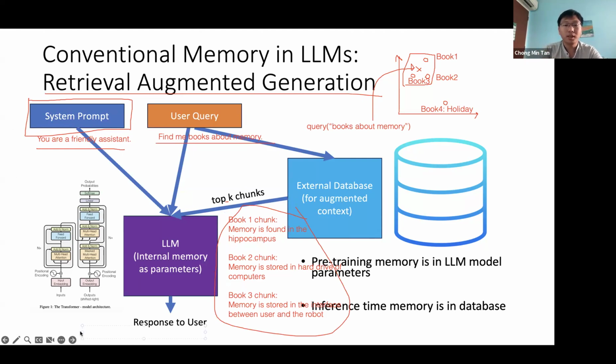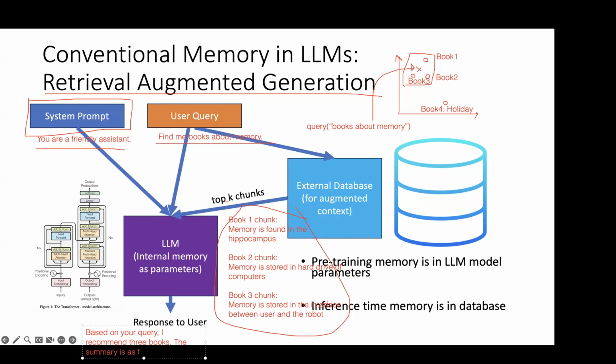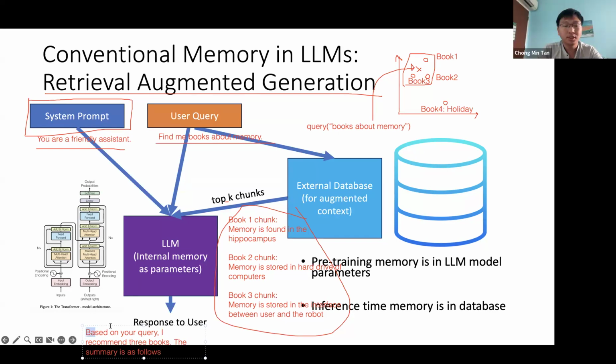So the response to the user might be, like, based on your query, I recommend 3 books. And then the summary is as follows. Something like that. So this is how a typical memory retrieval is done. Without the external database, you may not have the up-to-date context about the books. And without the LLM, you cannot digest it into a nice familiar response to the user based on a system prompt. You can even say, give citations and so on, and then the output would contain the citations. Whether it's accurate or not is another issue, but this is traditionally how things are done.